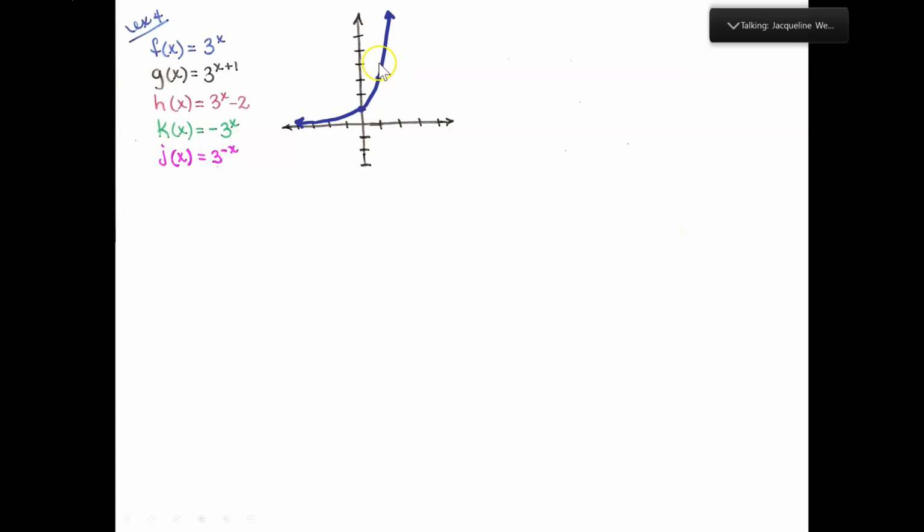All right, so now let's start altering it. What's this +1 going to cause right here? It is going to cause a shift, horizontal or vertical. Is it stuck to the x, or can it be moved to the other side and grouped with the y? It's stuck to the x, so that's a horizontal shift. All right, horizontal shift of what?